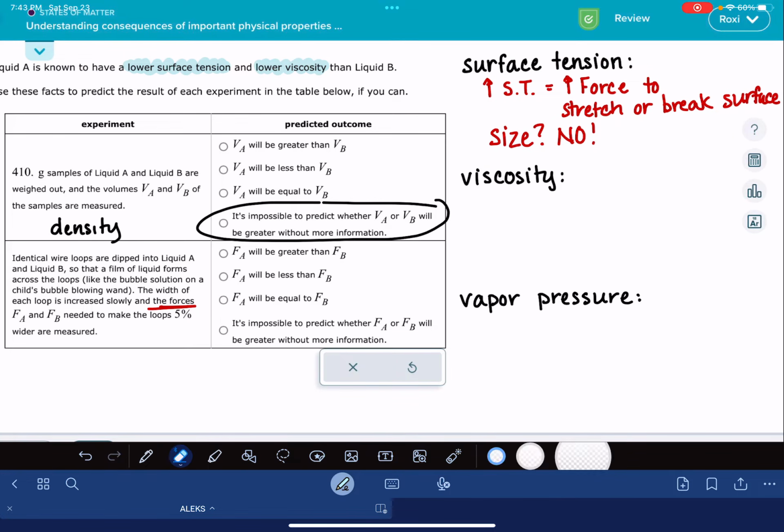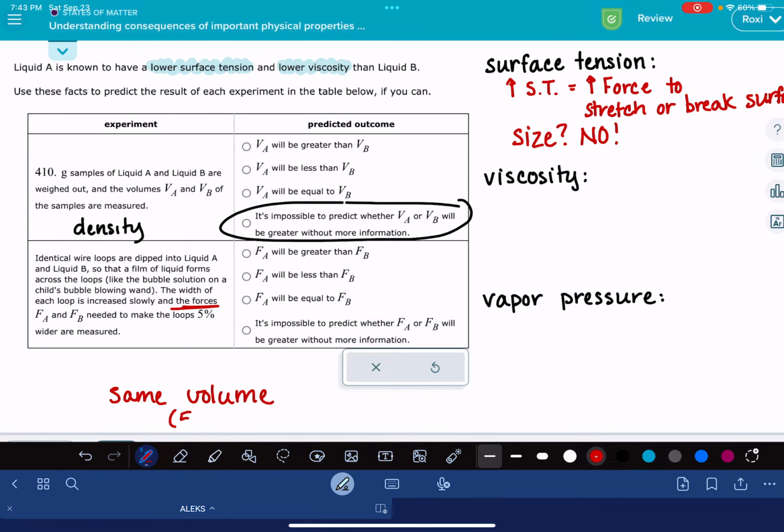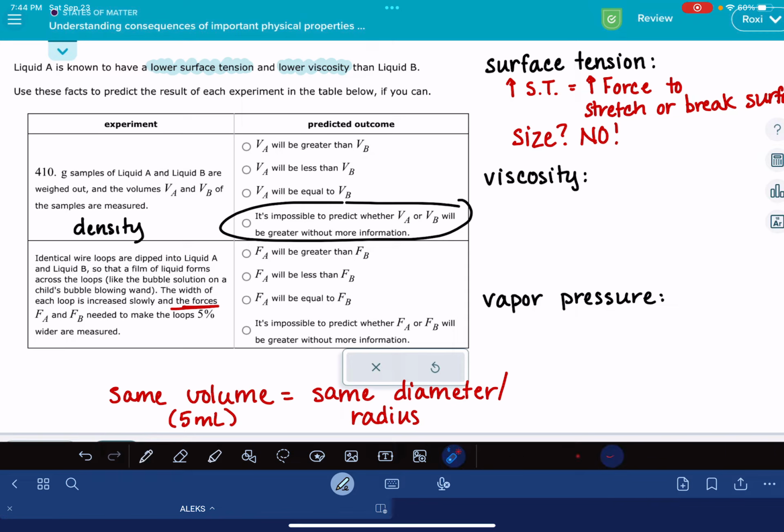And just as a side note, if you get that question, if the liquids have the same volume, for example, it tells you 5 milliliters. That means it is going to have literally the same volume, which means that it is going to have the same diameter. It's going to have the same radius. It's going to have the same whatever type of sphere-related measurement ALEKS might be asking you about.